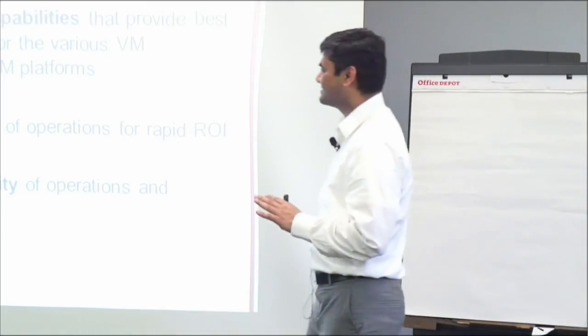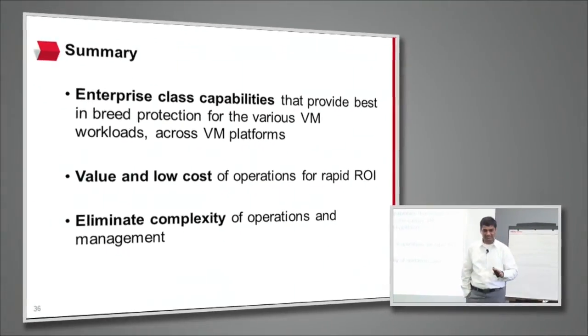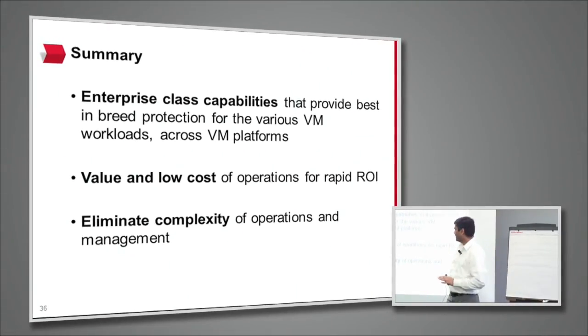So to summarize, we talked about all the enterprise-class capabilities that are available to you even in the smaller and mid workloads, spanning across VM platforms. That's the key over here. It's not just one platform. We talked about the whole value and low cost. It's not just the lowest cost, it's the optimal cost. And what value do you get out of that without going way beyond what your budget or capabilities are. And then obviously eliminating the complexity of day-to-day operations, access, restore, and so on and so forth.